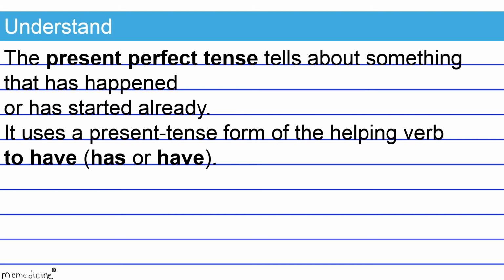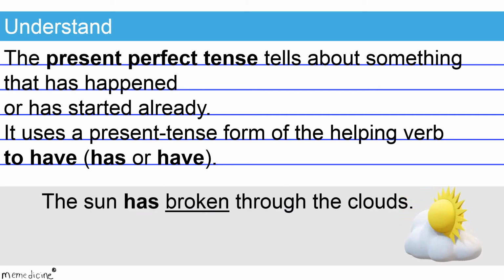Check out these examples. The sun has broken through the clouds. Note that here, has is the second person singular form of the verb to have. Again, it agrees with its singular subject, the sun. Also notice that the main verb broken is the past participle of the verb to break. The past participle verb form of break is obviously irregular. The verb form has broken is the correct present perfect tense.